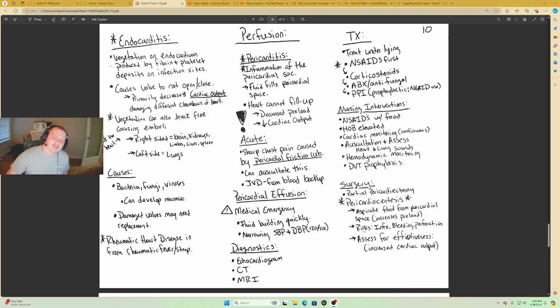Some risk for that would be infection, because we are piercing that space and introducing a new object. Bleeding, perforation of the pericardium. You want to assess for effectiveness, so they should have increased cardiac output and increased preload.